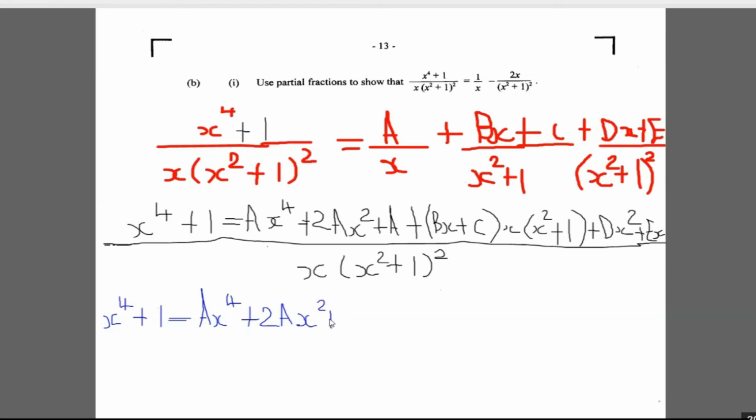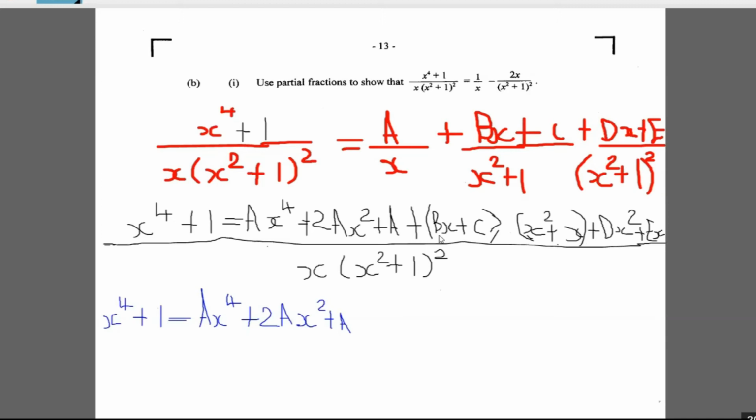Plus a plus, now I'm going to do it in one go. Bx times, this is really x squared plus x. Look at all of this as x squared plus x, because x times x squared plus 1, I'm going to replace that with x squared plus x. Think of all of that as x squared plus x. Instead of just thinking of it, let me let you see it. You're going to see x squared plus x. It makes it easier to do it in one go.